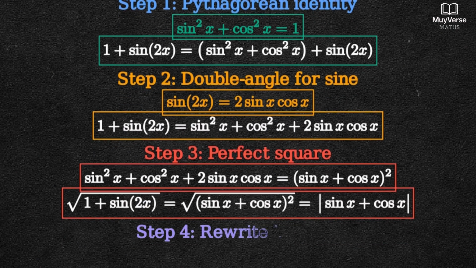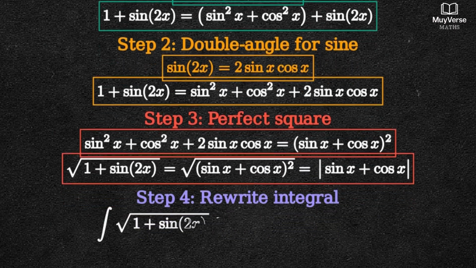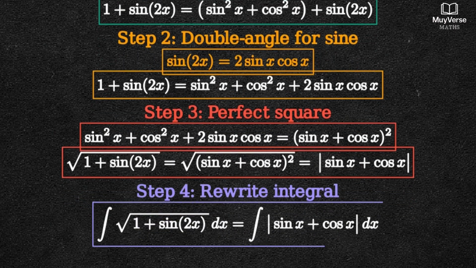Step 4. Rewrite the integral using that simplification. The integral becomes the integral of the absolute value of sine x plus cosine x with respect to x.